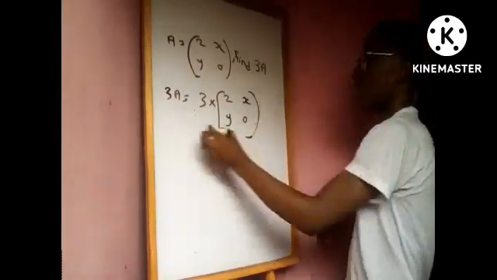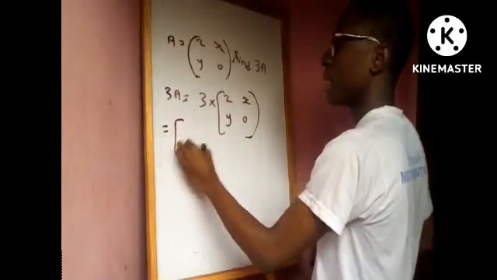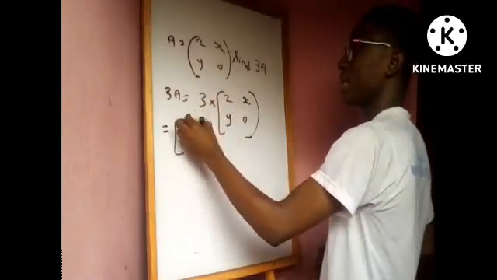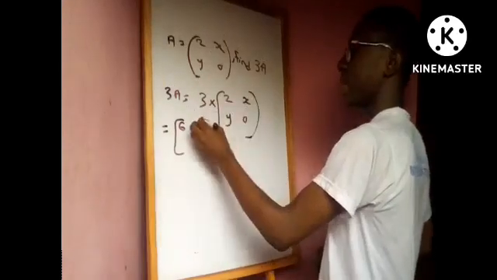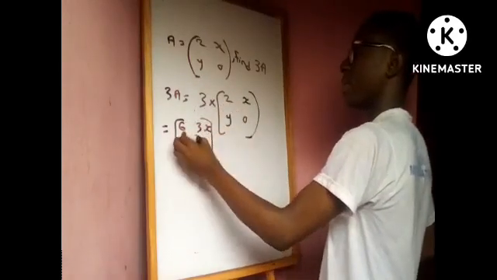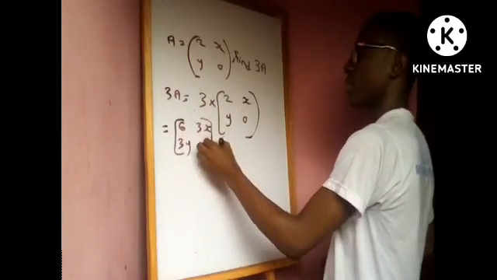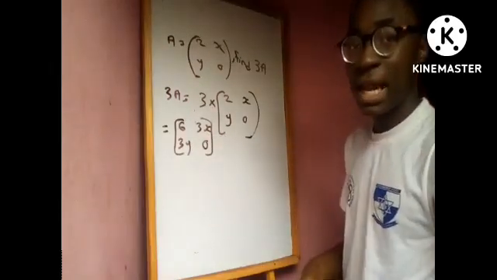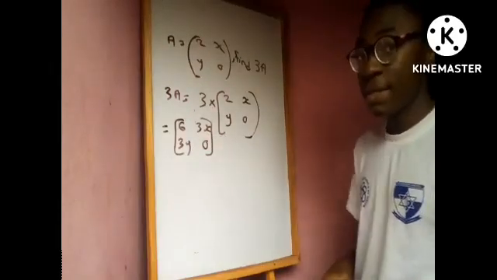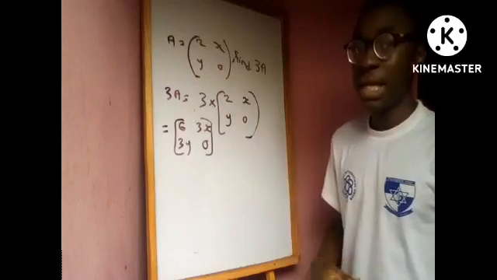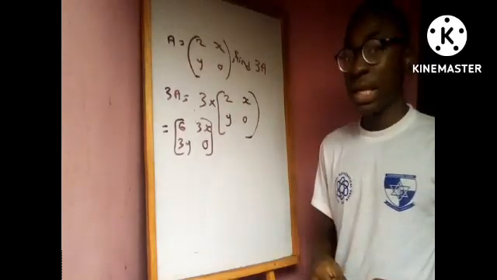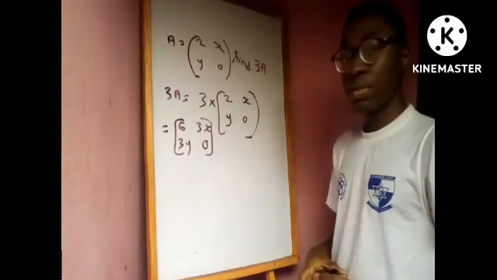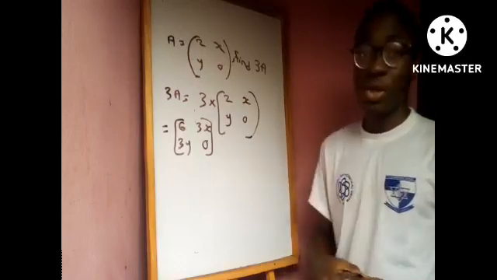So our answer will be equal to what? 3 times 2 is 6. 3 times x is 3x. 3 times y is 3y. 3 times 0 is 0. So you can see that with a scalar, we multiply every single element in that matrix. That is how to calculate the scalar multiplication of a matrix. That's simple enough. So now let's go on to matrix multiplication.